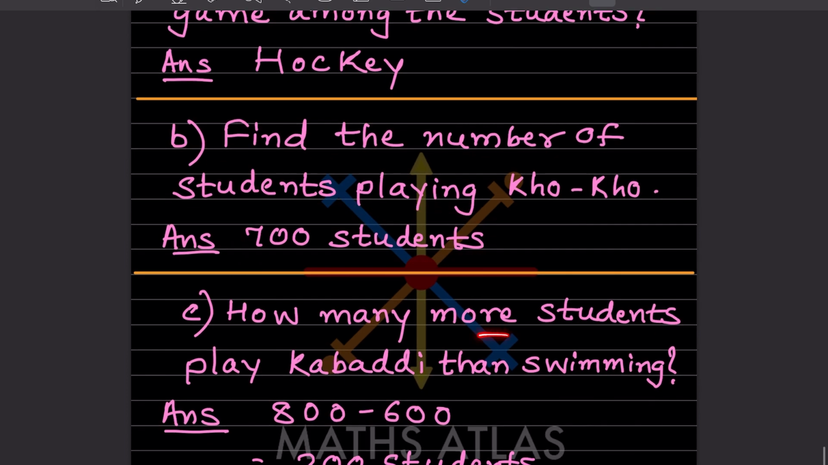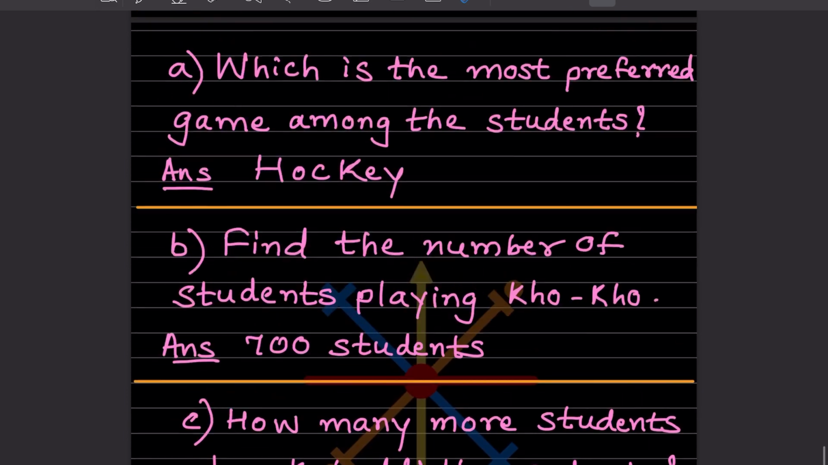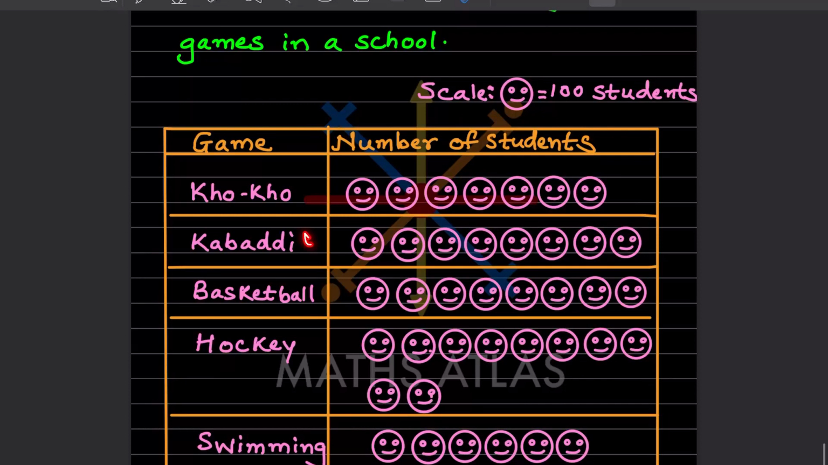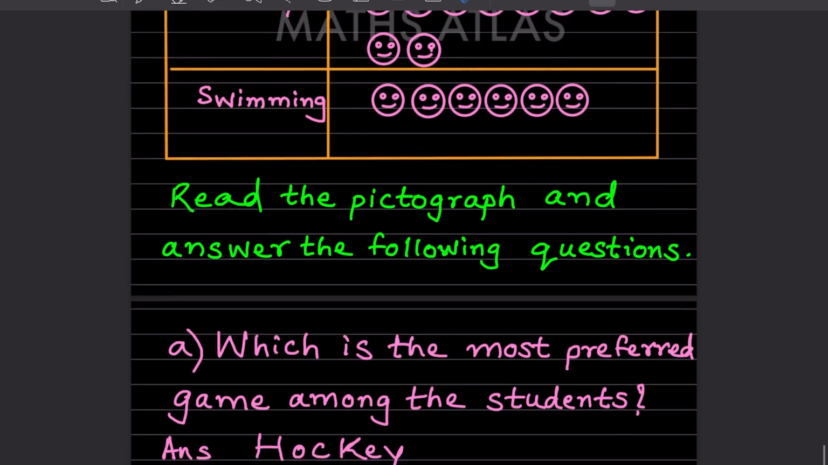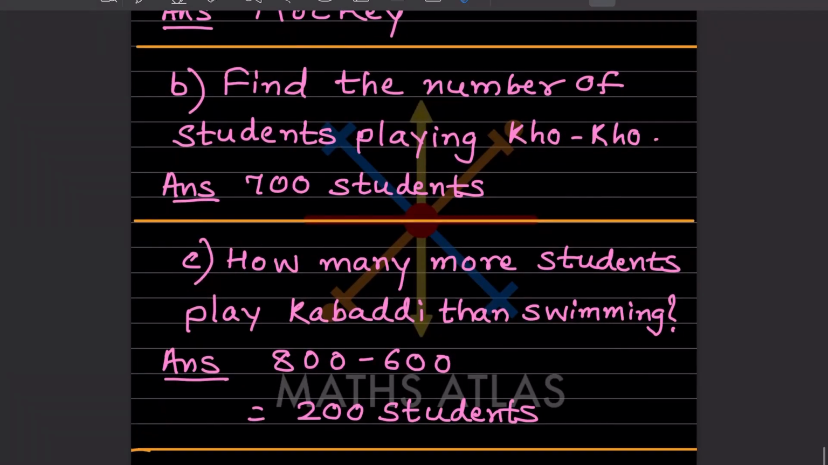How many more students play Kabaddi than swimming? So first we'll see Kabaddi and this is swimming. So this is how many? 1, 2, 3, 4, 5, 6, 7, 8. This is 800. And swimming is 1, 2, 3, 4, 5, 6. So what are you going to do? You will do 800 minus 600. That will be 200 students.